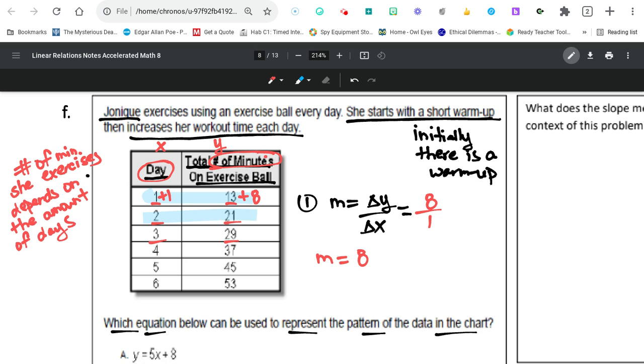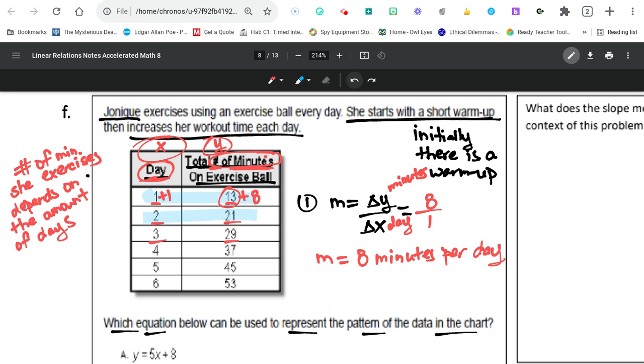So it's 8, has to be 8 minutes, since this is in terms of minutes and this is in terms of days. Remember, it's the Y before the X. Okay, the Y represents minutes, right? And X represents days or day. So I can write 8 minutes per day. Now, 8 minutes per day. But she doesn't spend 8 minutes per day on there. And if that were true, this would have been 8 instead of 13.